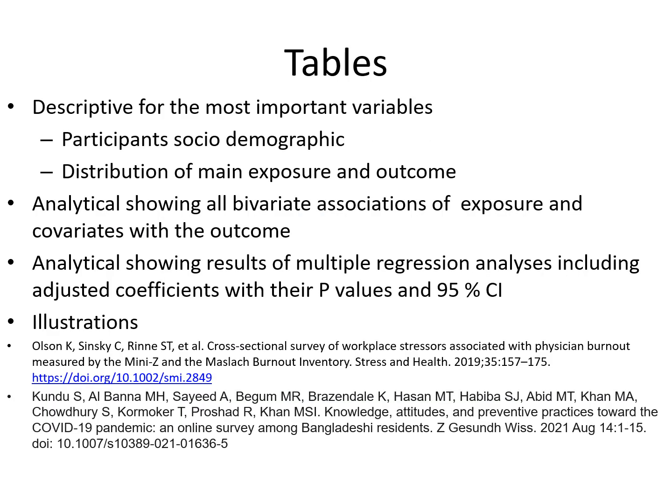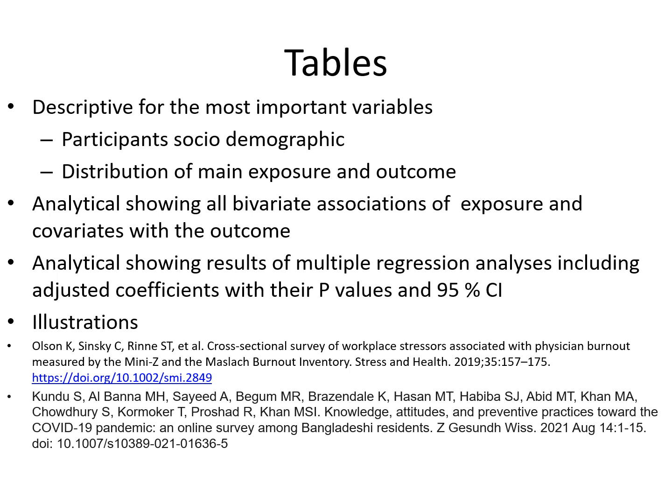Tables are very important in research reporting. You should include a descriptive table for key variables such as age, gender, education, and other participant characteristics, place of residence, employment, and so on and so forth. You should also include analytical tables showing association between exposure and outcome, and covariates and outcomes. Finally, if you run a multivariable analysis, you should include a table with unadjusted and adjusted coefficients, p-values, and confidence intervals. And I'm including two illustrations.